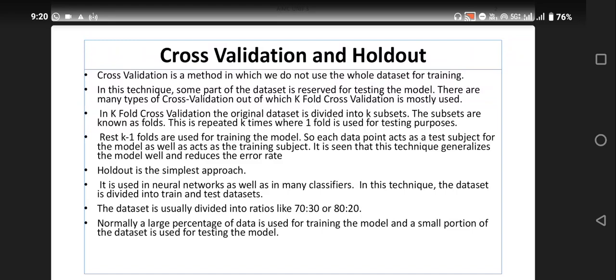Then we will see what is meant by holdout. Holdout is an approach which is used in neural networks as well as in many classifiers. In this technique, the dataset is divided into training and testing datasets. Normally the dataset is divided in ratios like 70-30 or 80-20. Normally, a large percentage of data is used for training the model, and a small portion of the data set is used for testing the model.